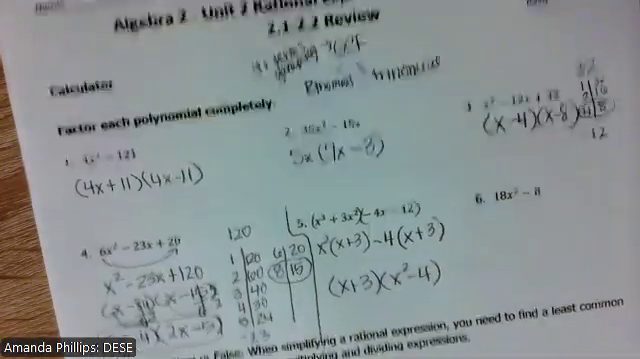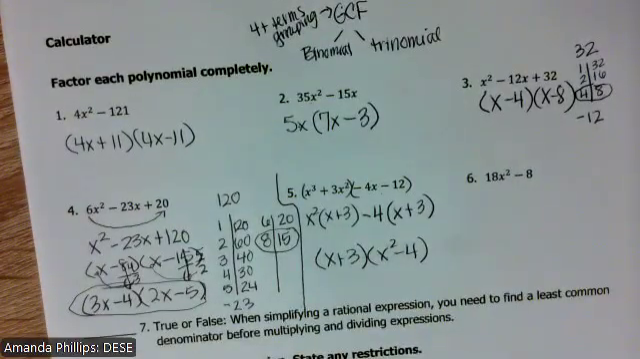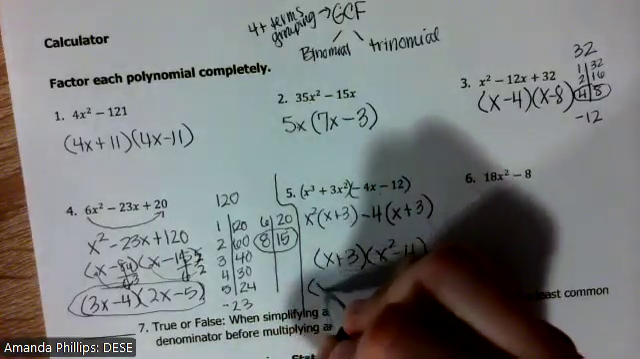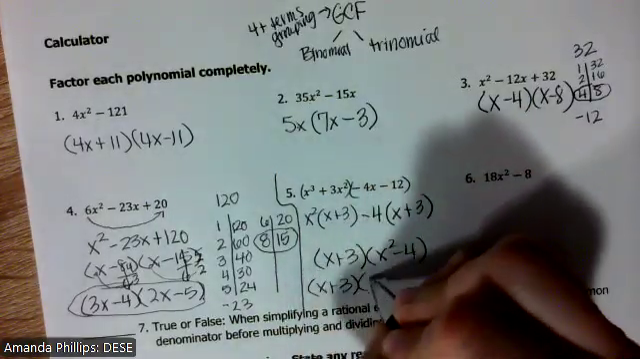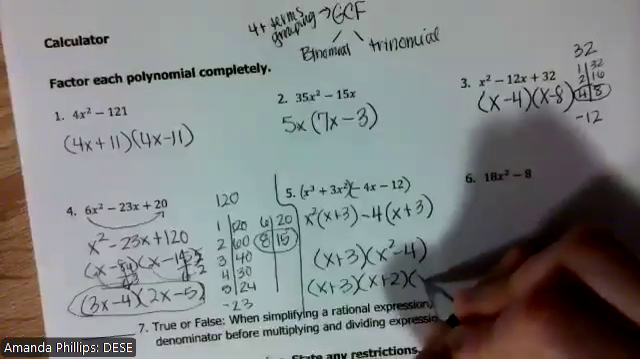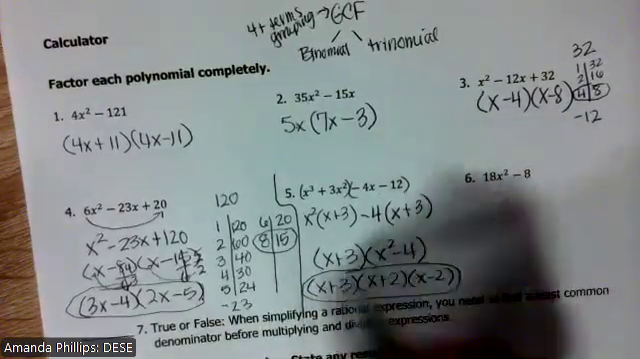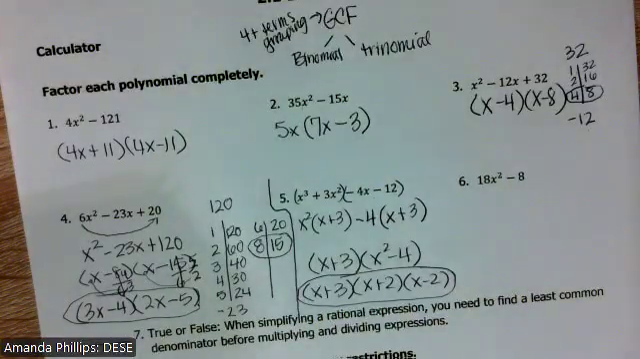Now remember, what you always have to ask yourself is, am I done factoring? So look at what's left and see if you can take it further. Always be checking to see if you can take it further. And you should have noticed that this right here is a difference of squares. And so we can say x plus 3 times x plus 2 times x minus 2. And there you go.